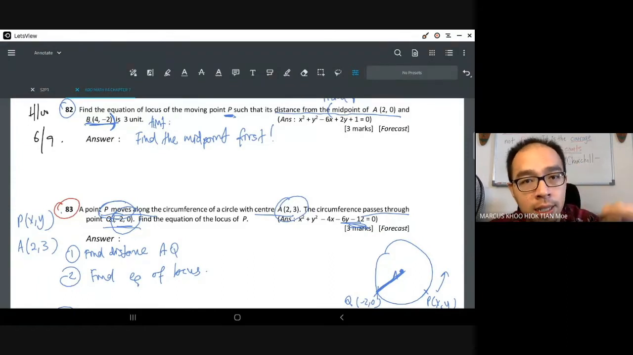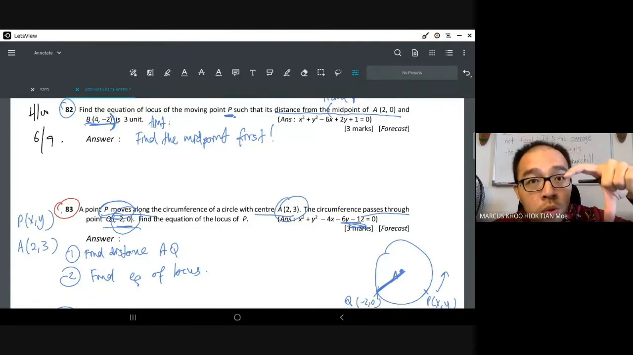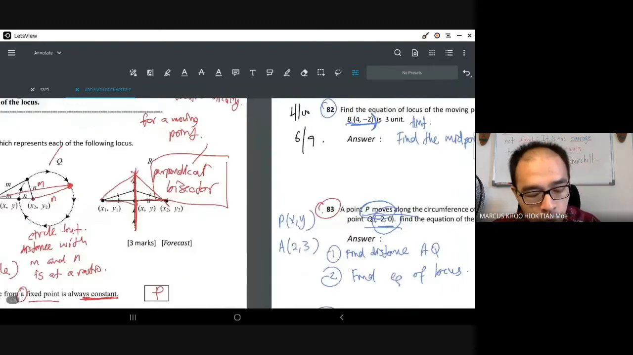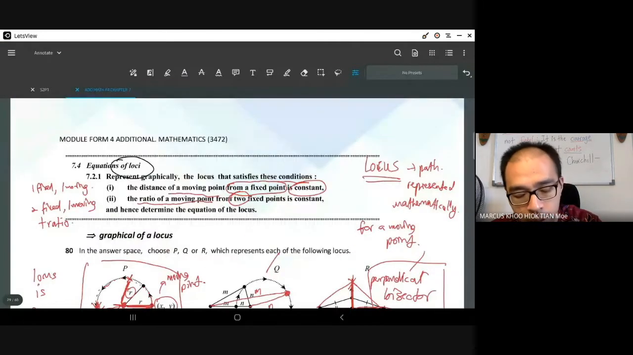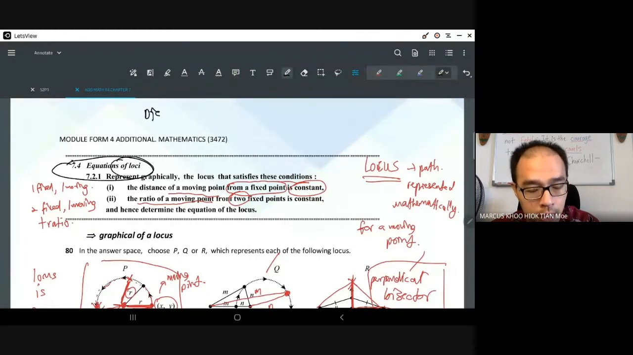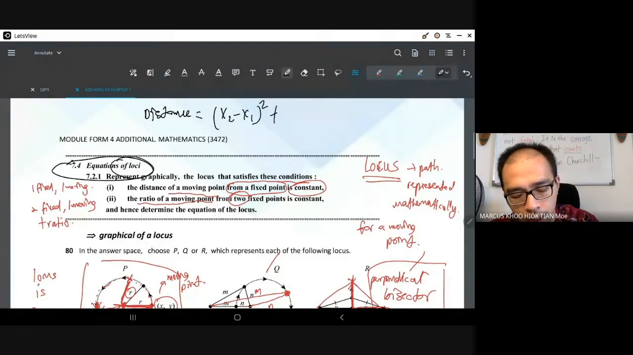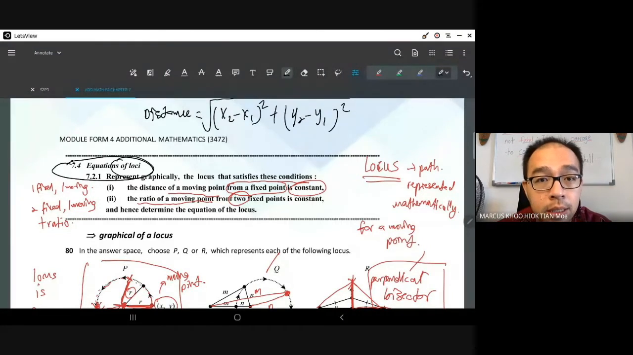Dia punya locus adalah satu bulatan di mana ada pusat bulatan, and then there's a point at the side yang bergerak, dan the distance itu kamu boleh cari dengan menggunakan pelbagai cara lah. And we realize that the most important formula dalam penentuan the equations of locus is the distance formula. Distance equals the square root of (x2 minus x1) squared plus (y2 minus y1) squared. This is probably the most important formula kalau kita mau membincangkan pasal equations of locus.